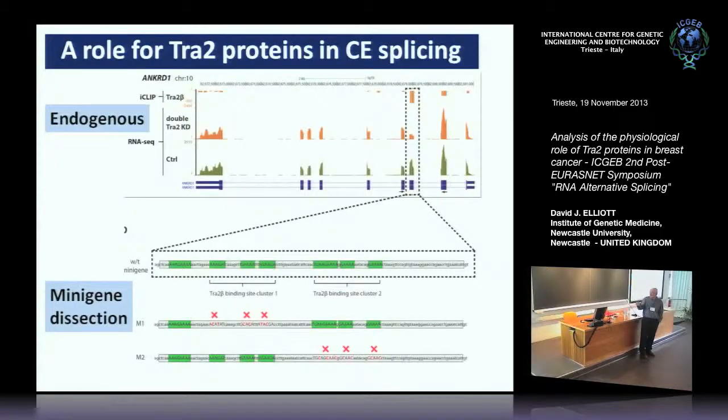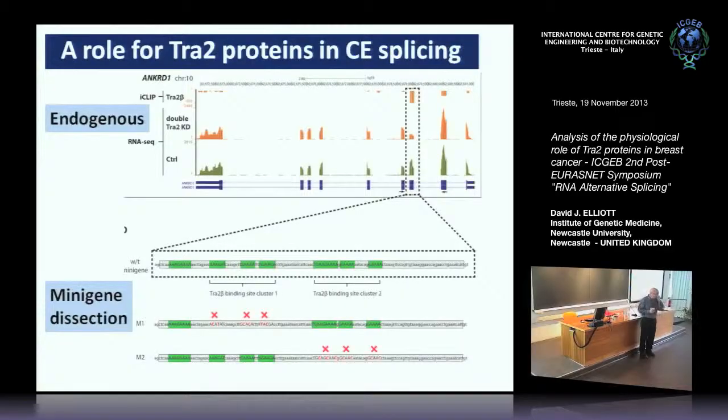And this is not annotated on the UCSC genome browser as an alternative exon. And we find no evidence ourselves for it being an alternative exon. So it seems to be constitutively included. So that broadens the role now of Tra2 proteins. They're also involved not just in splicing regulation, but in constitutive exon inclusion as well.